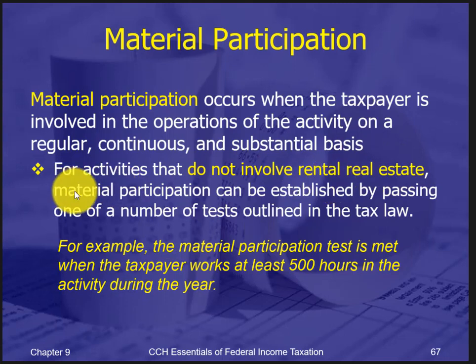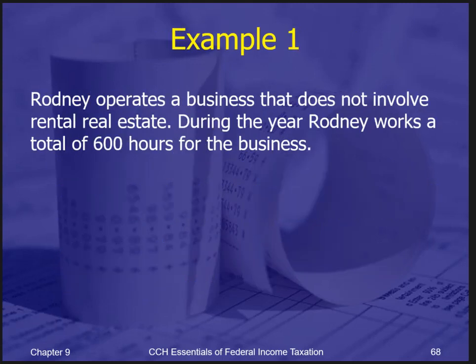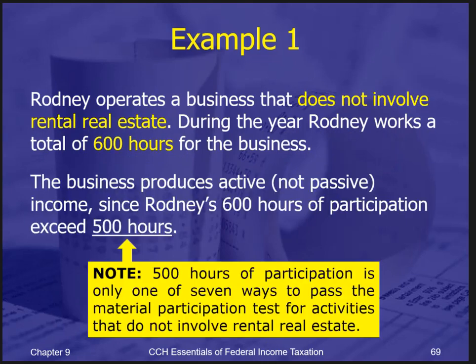Because remember, rental real estate is by definition passive. It has a much higher threshold to get to a situation where it'd be material participation. So, he operates a business, and it does not involve rental real estate. He works 600 hours, then he materially participates because he's over 500. That's one of the 7 ways to pass material participation if it's not rental real estate.